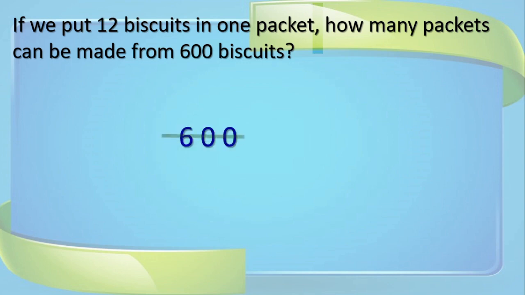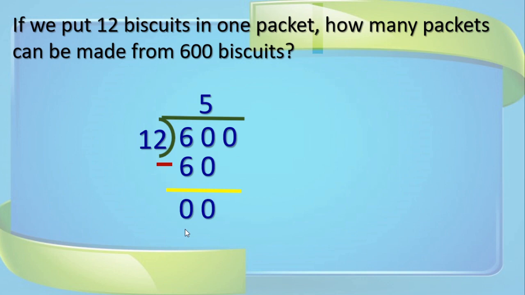Yes, 600 divided by 12. Right? Now we know that 12 5s are 60. Correct? Here 2 digits are there, so we can take 2 digits. 12 5s are 60. Okay. Now 0 minus 0 is 0, and 6 minus 6 is equal to 0. Correct? Now what remained here?